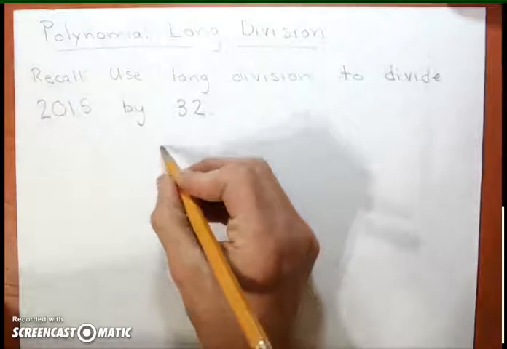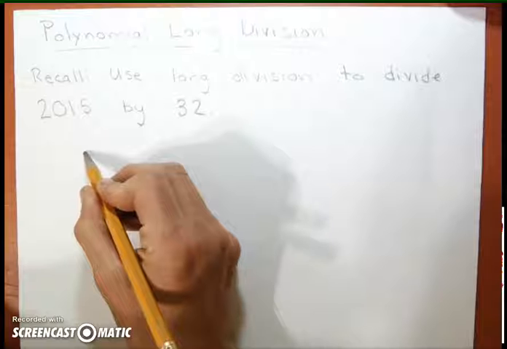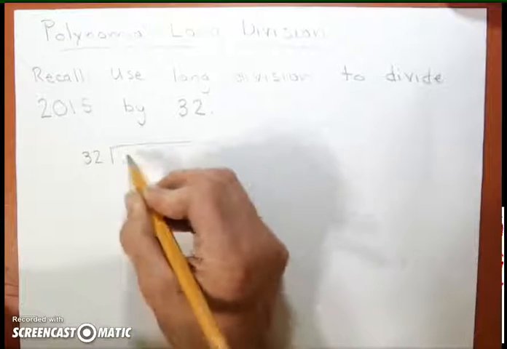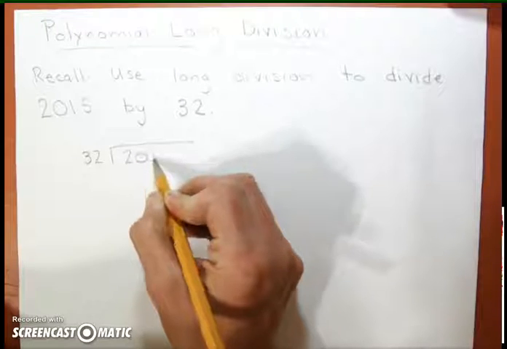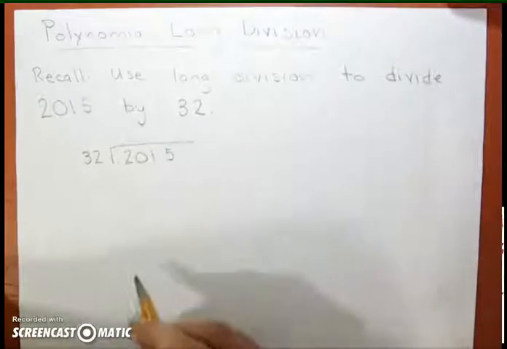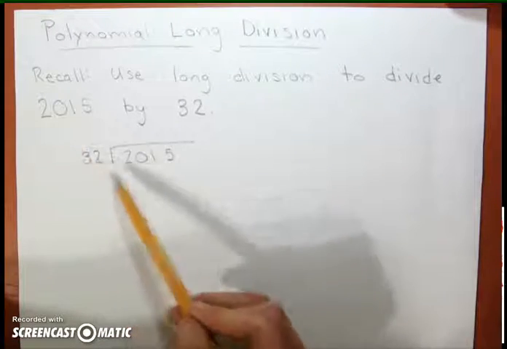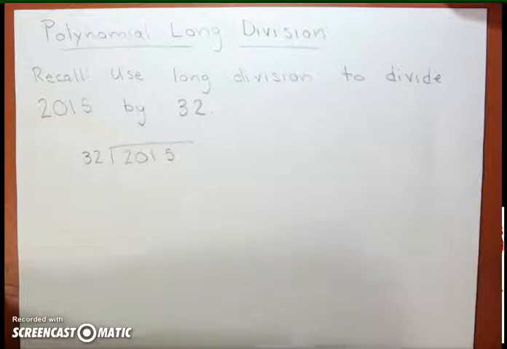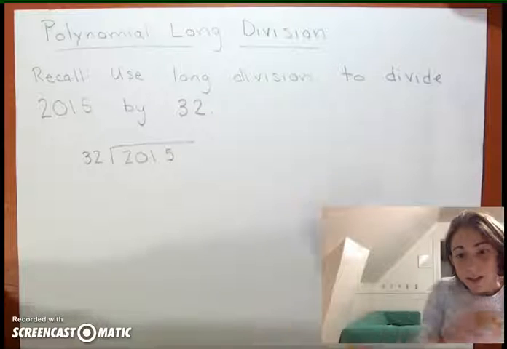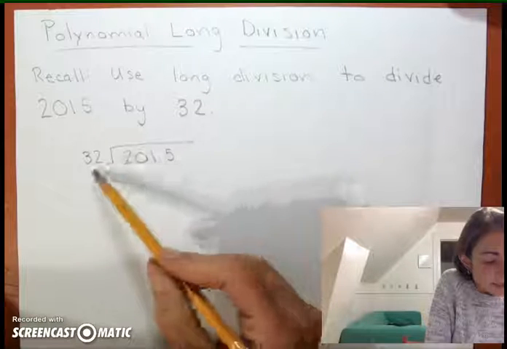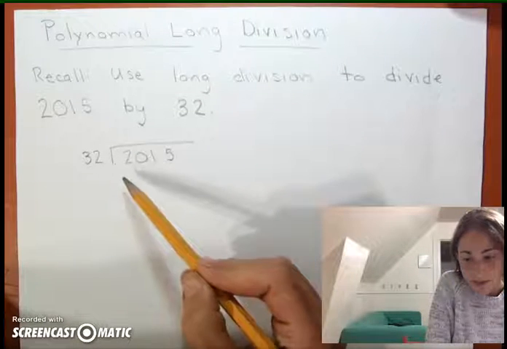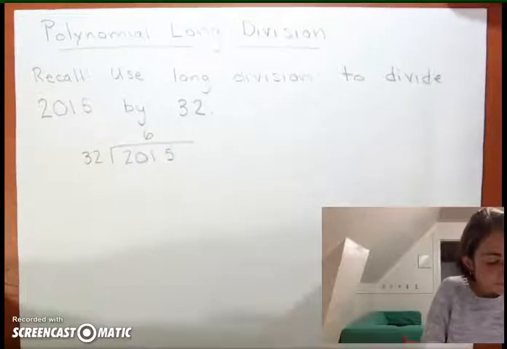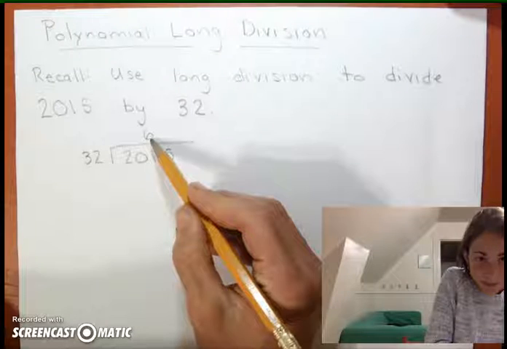So you'll remember that the way we set these problems up is we do 32 and then 2015. And we first ask ourselves, how many times does 32 go into 20? Well, it's bigger than 20, so it doesn't go in any times. Then we can ask ourselves, how many times does 32 go into 210 then? And it goes in 6 times. So I put a 6 up here.